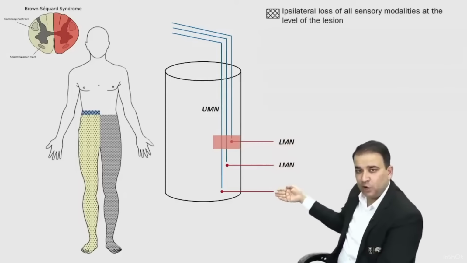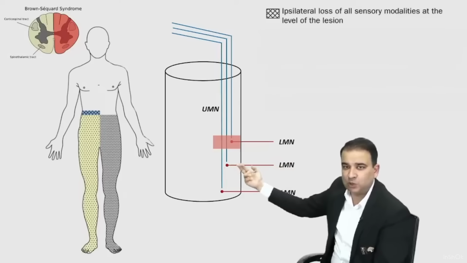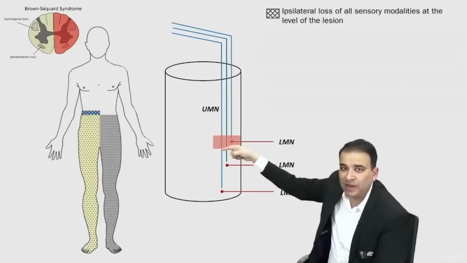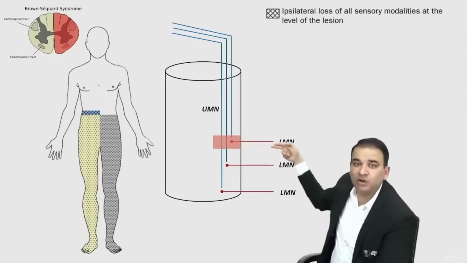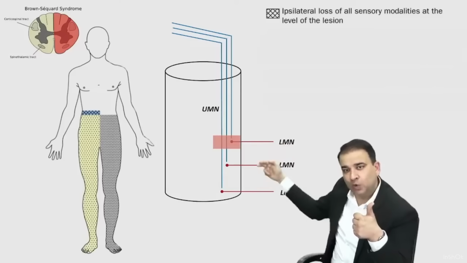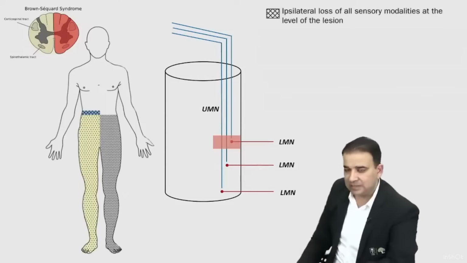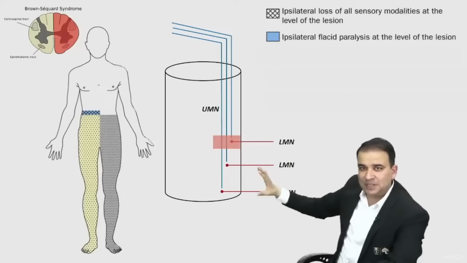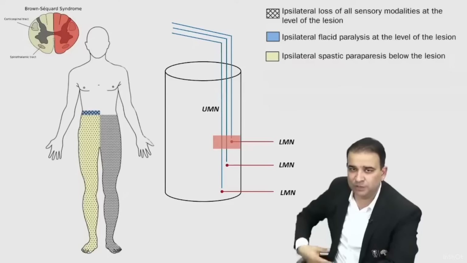Below the level of lesion, lower motor neurons are working fine. Lower motor neurons are perfectly fine. Their cell body is also okay. So lower motor neurons are working, but their upper motor neuron, which is coming from this Brown-Séquard area, is getting affected here. So at the level of lesion, there is a lower motor neuron lesion, so there is a flaccid paralysis. But below the level of lesion, lower motor neurons are working, but the upper motor neuron is not working. There is a spastic paralysis. So ipsilateral flaccid paralysis at the level of lesion, and ipsilateral spastic paralysis below the level of lesion.